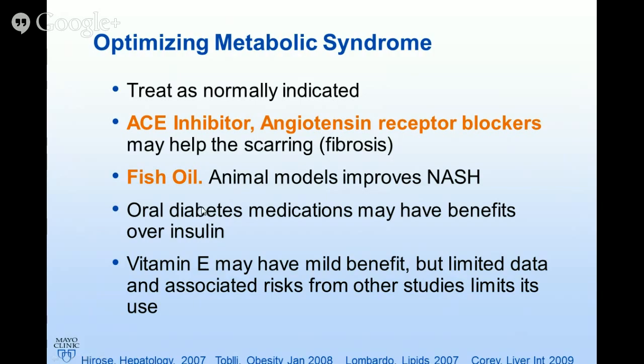Trying to take diabetic medicines that are the oral pill versions as opposed to insulin may be of benefit as well. And then there are some studies out there that suggest vitamin E may be of benefit, but it is a mild benefit. And there are other studies in other populations that have shown that there are some risks to that. So that's something I would suggest you discuss with your medical provider.